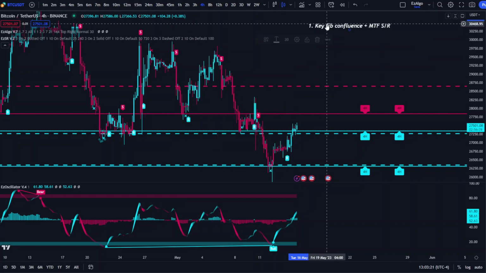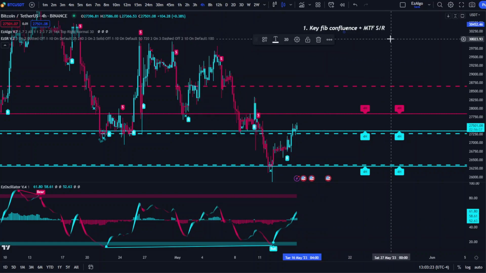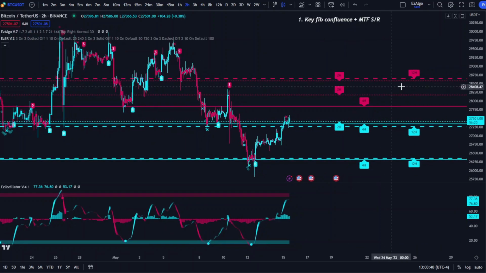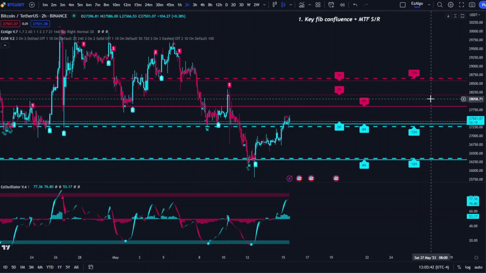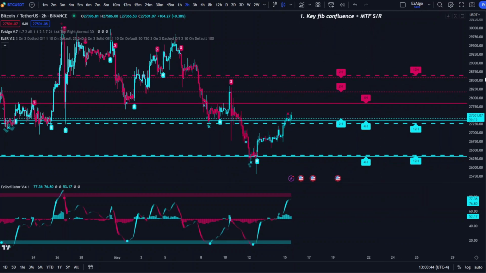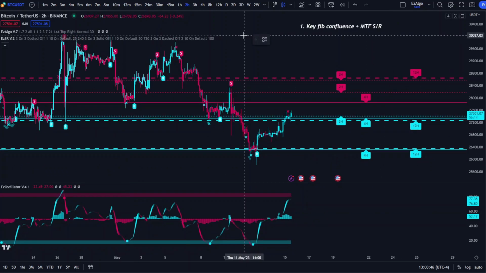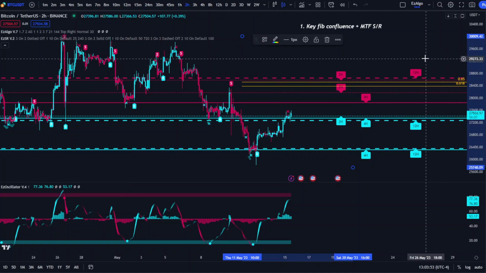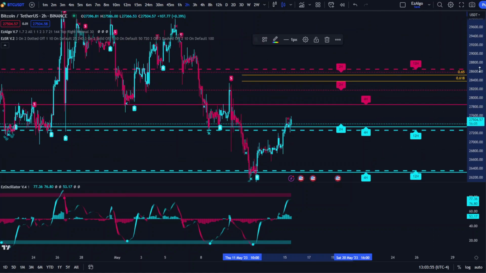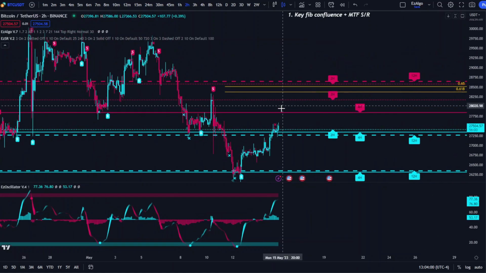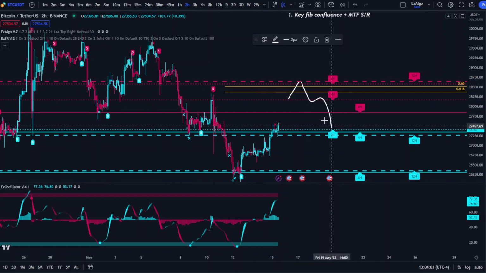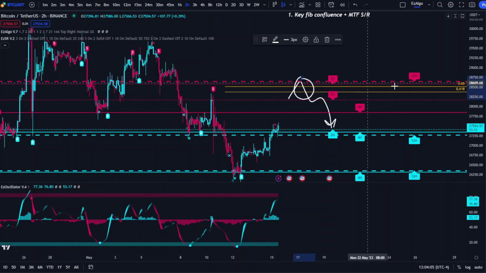All right, the first strategy, which is one that I talk about all the time, is using a key fib retracement confluence, usually the golden pocket, with the multi-time frame support and resistance levels. What this means is that if you have multiple resistance levels on different time frames overlapping with a key fib confluence, in this case, we have a golden pocket overlapping the 12 and 2-hour resistance levels, you should be looking for a short position at this level. So in this case, it would be something like that with an entry right around here.